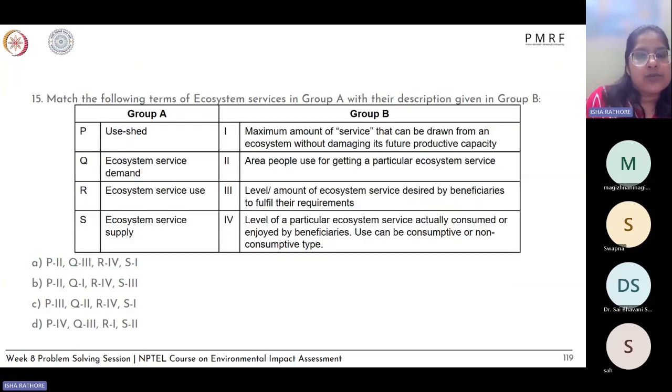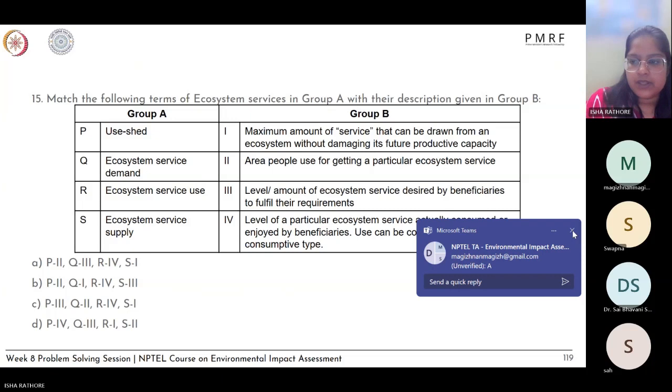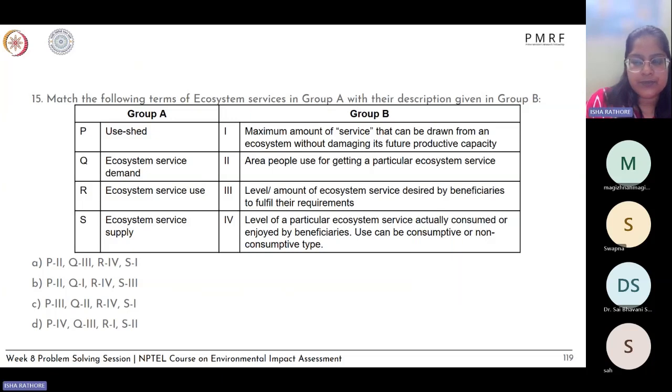So match the following terms of ecosystem services in Group A with their description given in Group B. So again, definitions and their descriptions. Okay, we have one answer. Okay, so the correct answer is A.